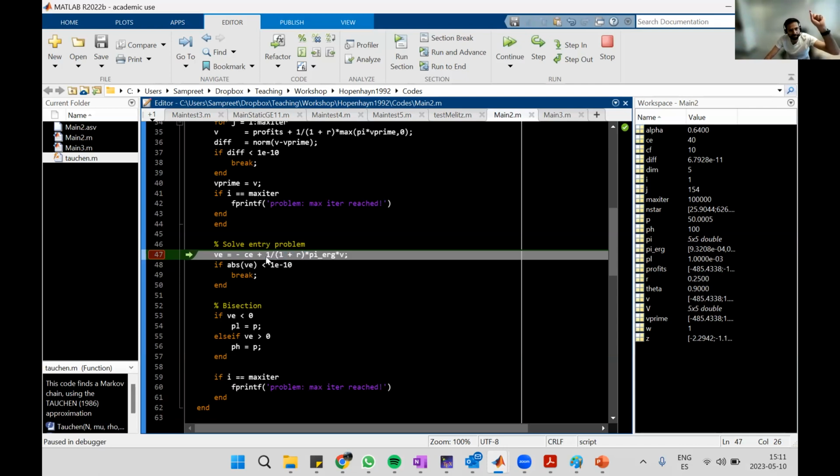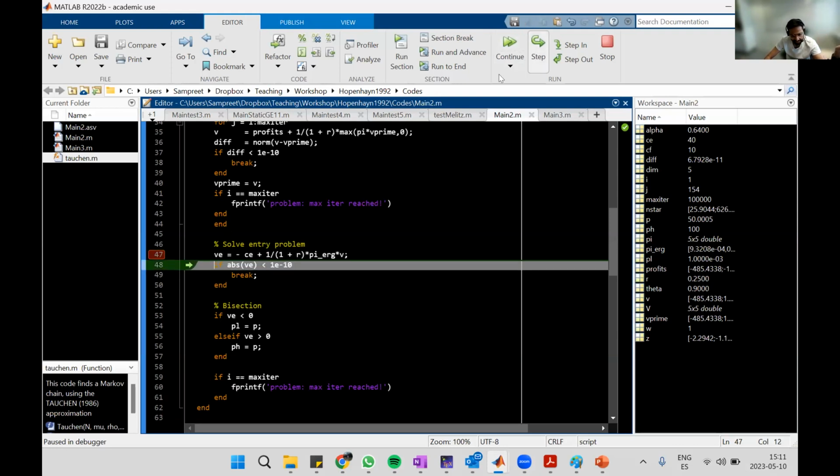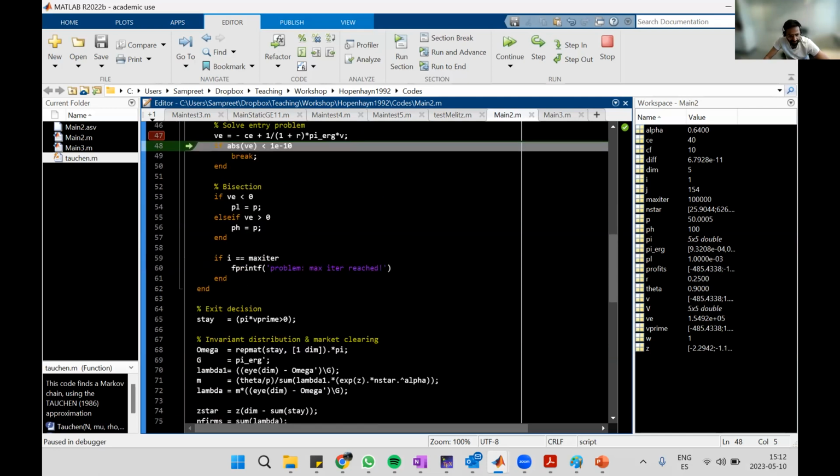Okay, so if this price was the equilibrium price, then the expected value of entry should equal the cost of entry. So this should be 0. Let's see. This is not 0. Actually, this is very high. It means that the value is too high. Prices are too high, so we should reduce the prices. This is what I'm going to do here, bisection.